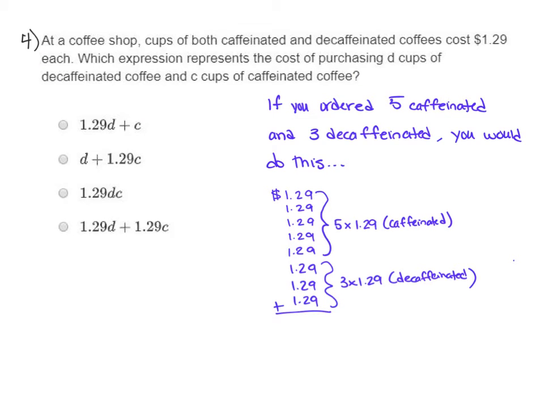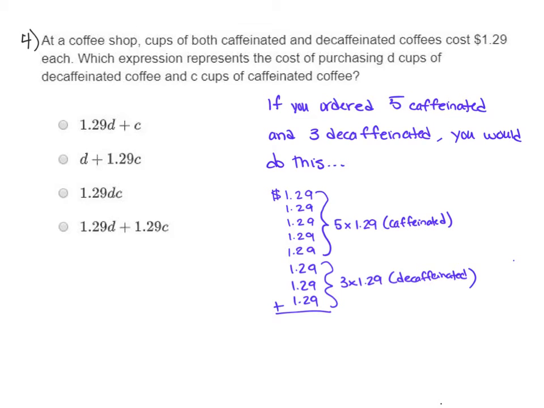For problem number 4, I need you to write down everything that you see in purple only on your paper. Resume the video after you're done copying. We don't need to solve this because we're actually not solving it. I wanted to point out that if you were to order 5 caffeinated drinks, you would multiply that by $1.29. If you were to order 3 decaffeinated drinks, you would still multiply that by $1.29.